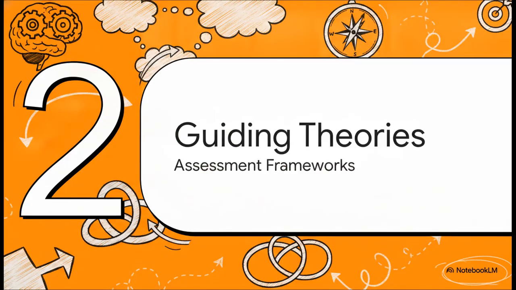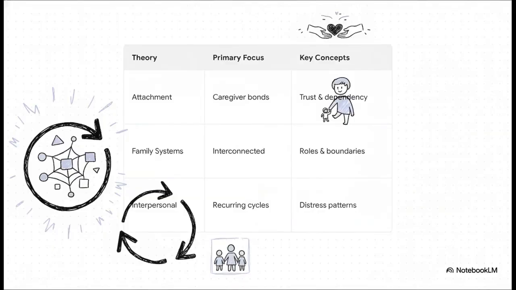Moving right along to part 2, Guiding Theories. Clinicians need foundational theories to guide their clinical investigation. You can think of these 3 primary frameworks almost like distinct lenses on a camera. If they use attachment theory, they're looking backward at early caregiver relationships to understand modern issues with trust, dependency, and whether a person's attachment style is secure or insecure.